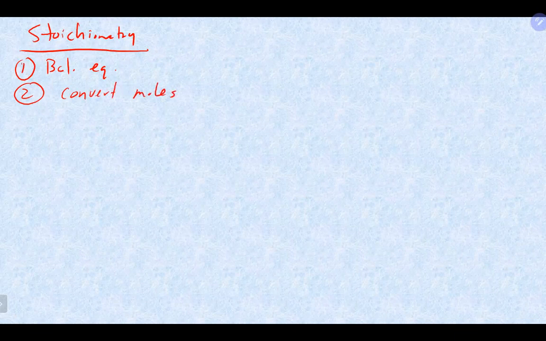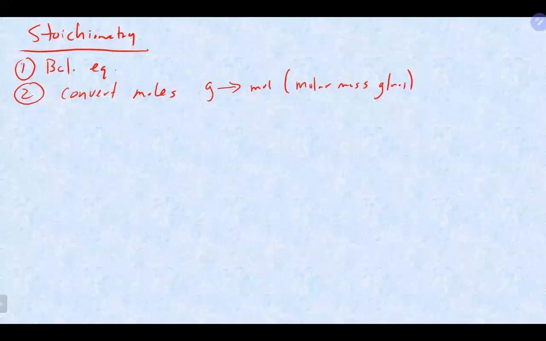Next thing that you want to do is take whatever they give you and convert to moles. As we talked about, in a lot of cases, that's going to be a grams to mole conversion, and that's a very common stoichiometry conversion. And we use, again, the molar mass from the periodic table to do that. And the reason that we have to convert everybody into moles is for the third step, the stoichiometry step of it, which is the mole to mole relationship.